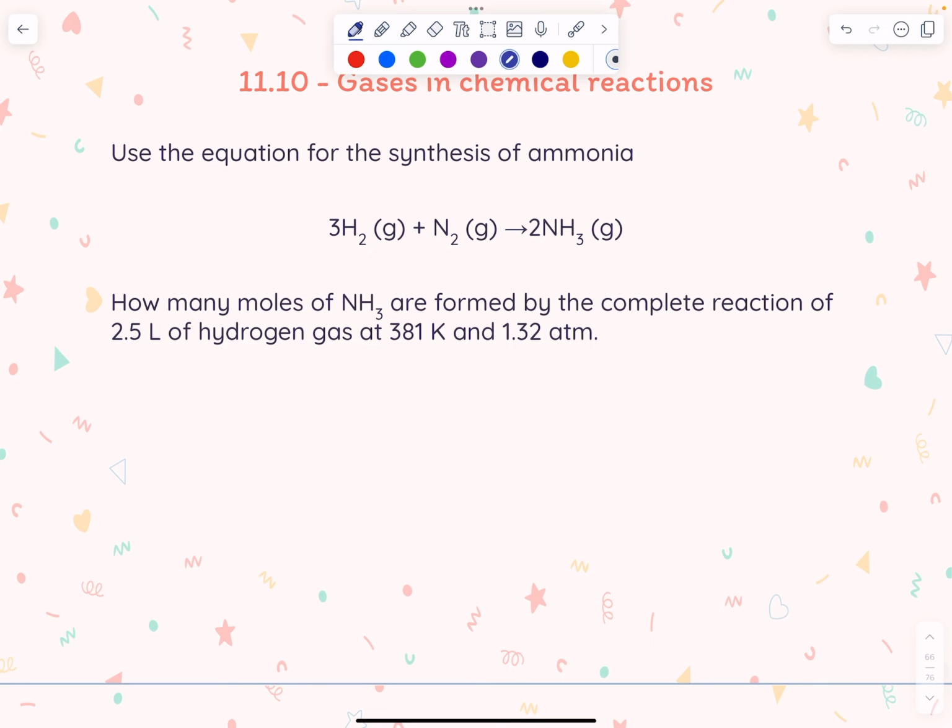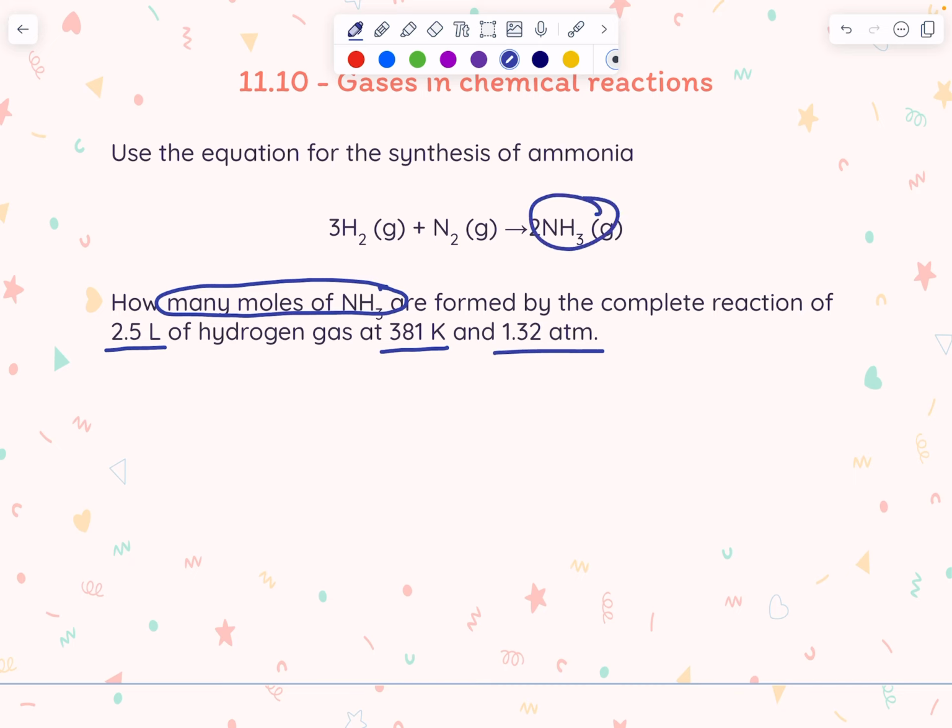So we're going to do a few of these practice problems. The first question says, how many moles of NH3, we always circle the do, are formed by the complete reaction of 2.5 liters of hydrogen gas at 381 Kelvin and 1.32 atm. Well, in order to get moles of NH3, I'm going to first try to find how many moles of H2 I have reacted, and I'm going to do that using PV equals nRT, the ideal gas law.